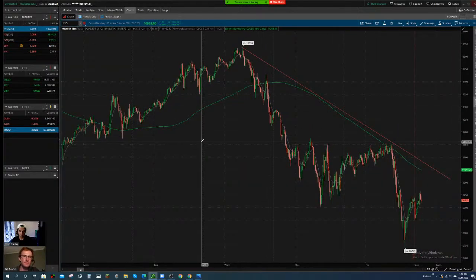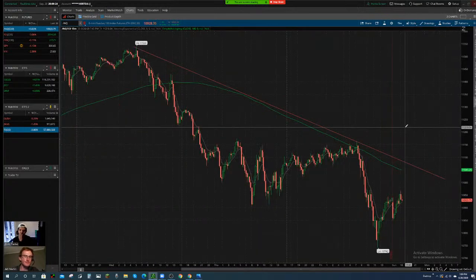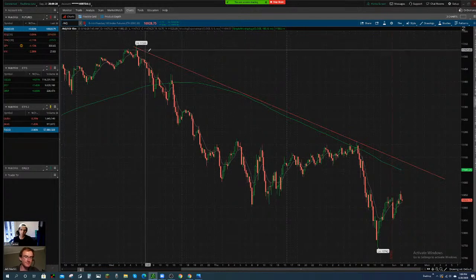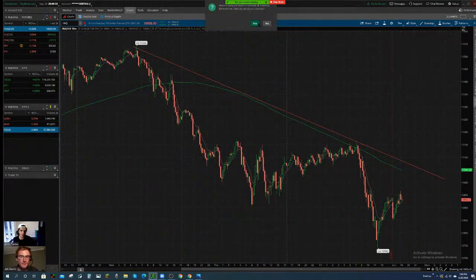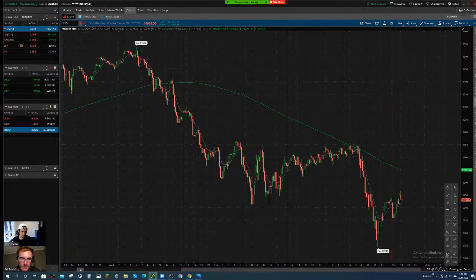All right, so I saw a pattern here on the Nasdaq future. It looks like I pretty much put a trend. Let me show you guys how to draw a trend line here. I'm gonna remove it. You gotta go down here to the drawing tools.